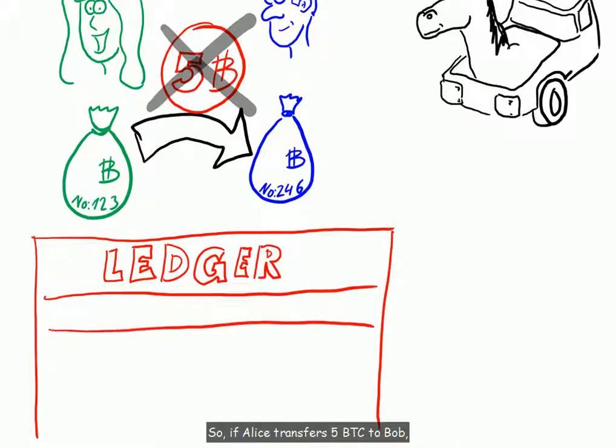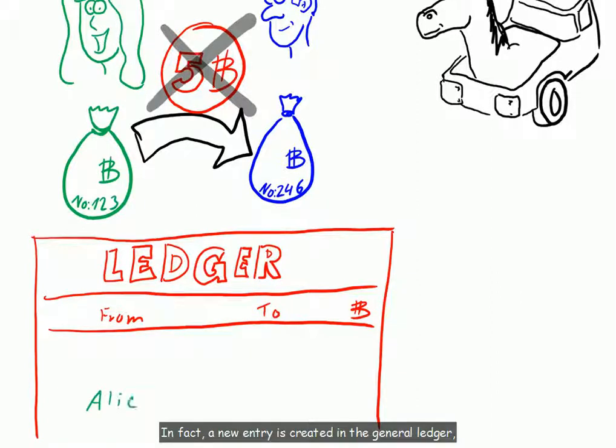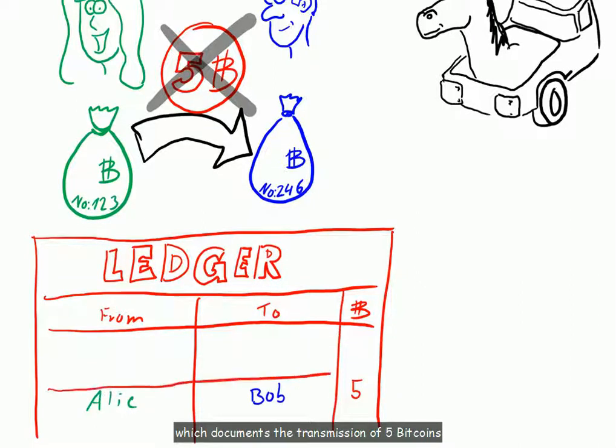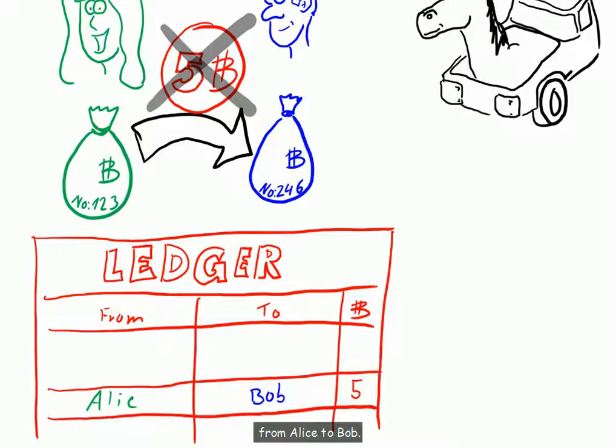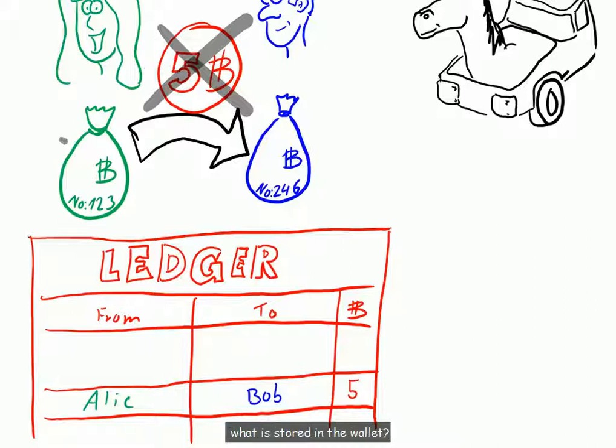So if Alice transfers 5 BTC to Bob, there is no Bitcoin file that will be moved from Alice's wallet to Bob's wallet. In fact, a new entry is created in the general ledger, which documents the transmission of 5 Bitcoins from Alice to Bob. But, if there are no Bitcoins, what is stored in the wallet?